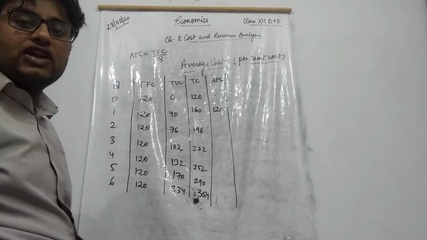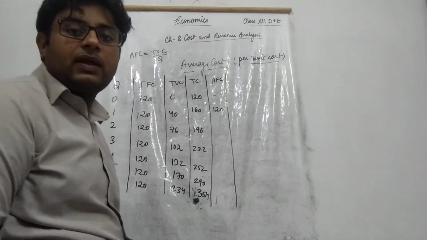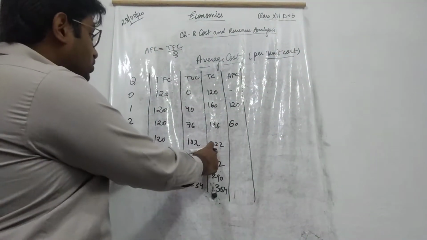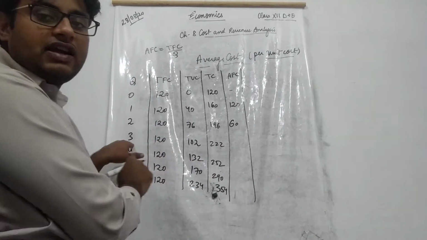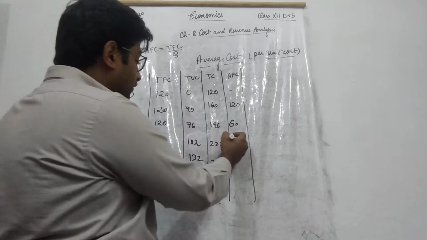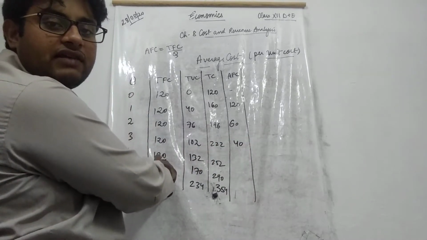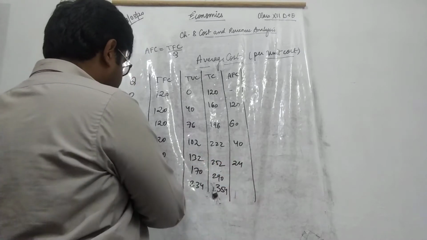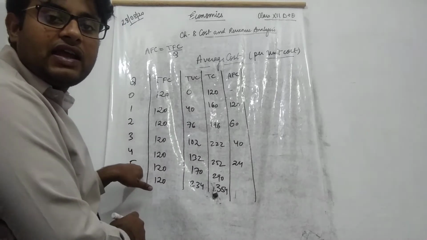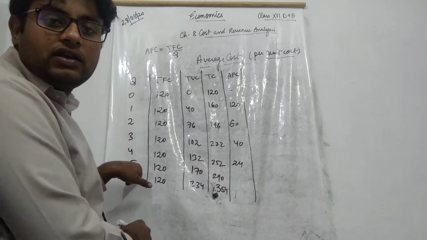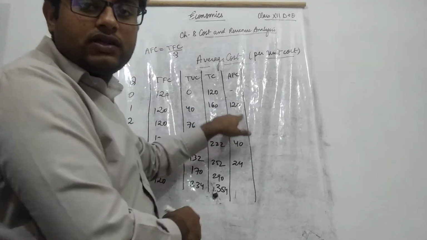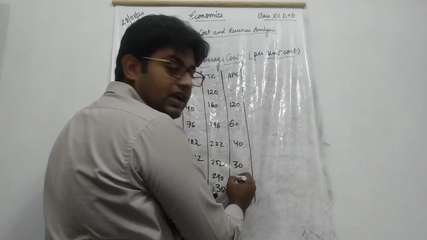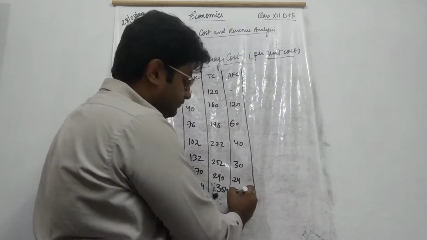Then 120 divided by 2 would be how much? It would be 60. Then 120 divided by 3, it would be 40. Then 120 divided by 4, it would be 30. Then 120 divided by 5 is 24, and then 20. So we get 120, 60, 40, 30, 24, and 20.